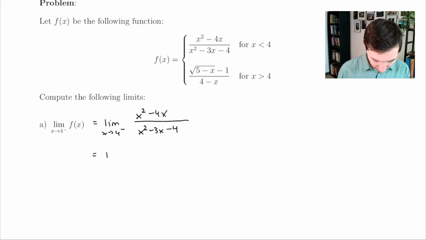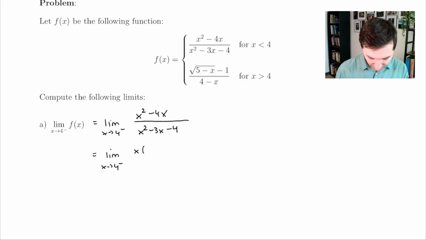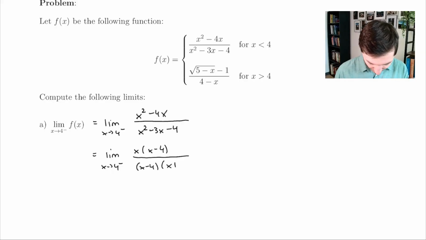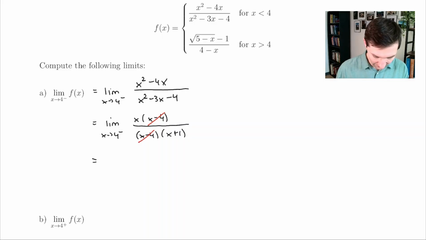Now, to compute this limit, I will factor the numerator. I see both terms in the numerator have x in them, so I will factor x out of both of the terms. In the denominator, I will also factor that polynomial, and I will get x minus 4, x plus 1. I see now that in the numerator and in the denominator, I have a factor of x minus 4, so I divide it out, and I get the limit as x goes to 4 from the left of x divided by x plus 1.